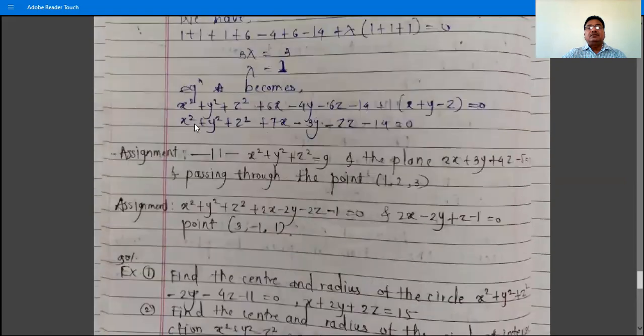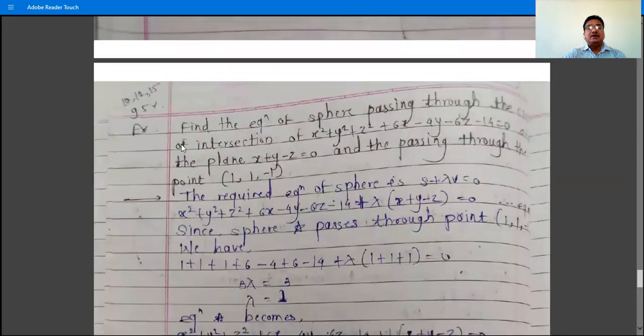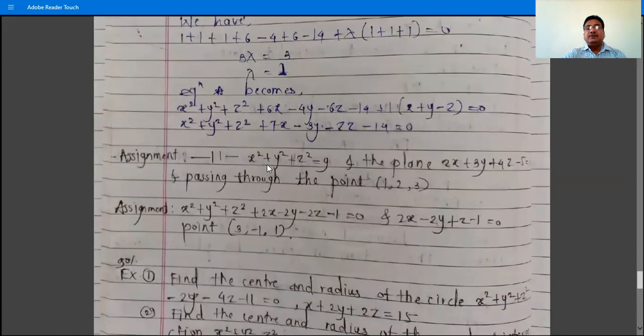So this is an important question as far as the exam is concerned. So the homework problem is this. Find the equation of the sphere passing through the circle of intersection of the sphere x square plus y square plus z square is equal to 9, and the plane 2x plus 3y plus 4z minus 5 is equal to 0, and passing through the point 1, 2, 3.